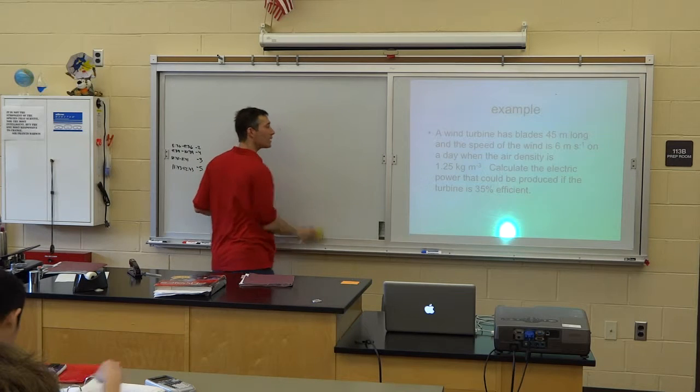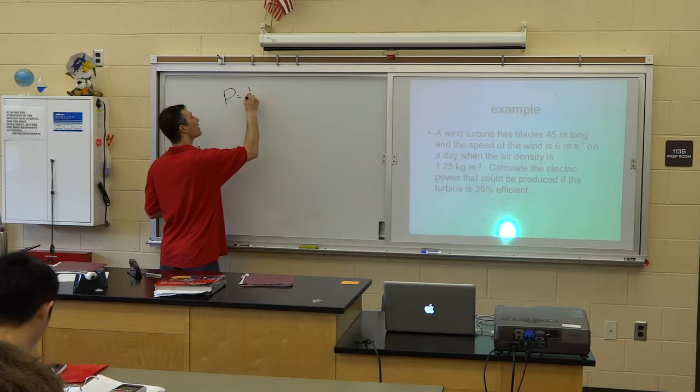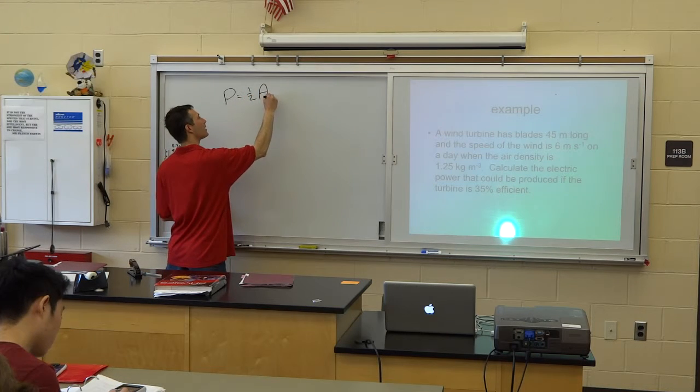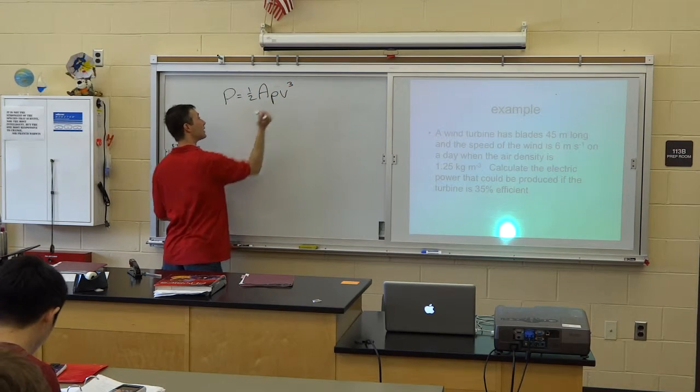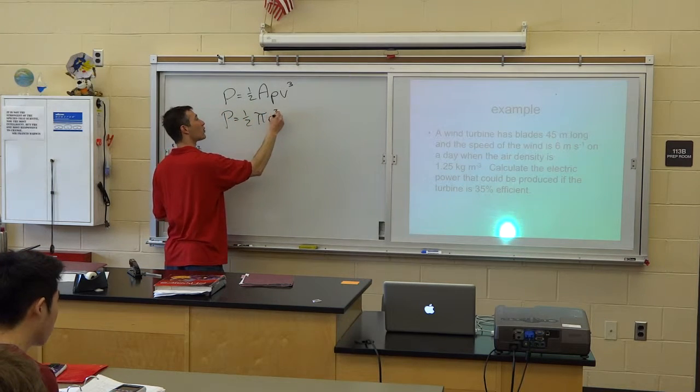All right, so this should be a pretty straightforward calculation. We have our power is 1/2 the cross-sectional area times the density times the speed cubed. The area is our pi r squared.